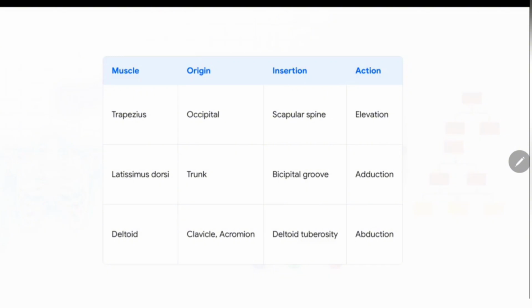Here's the breakdown of your massive superficial back and shoulder drivers. The trapezius, originating all the way up at the occipital protuberance and inserting on the scapular spine, is responsible for elevation and overhead abduction. Then you have the latissimus dorsi, sweeping up from the lower back to insert into the floor of that bicipital groove we just talked about. And capping the whole shoulder is the deltoid, driving abduction from 15 to 90 degrees. Guys, these muscles control the massive macro movements of your upper limb.